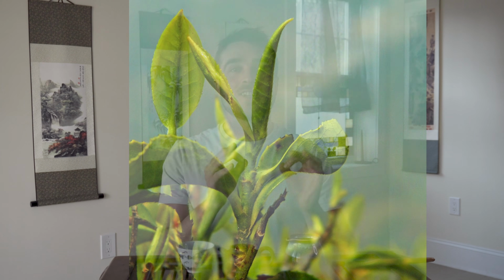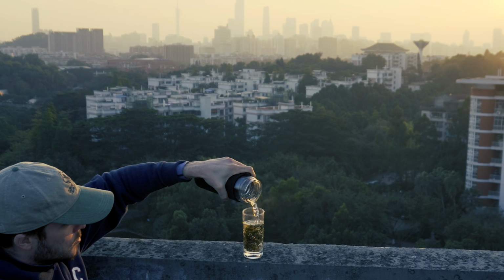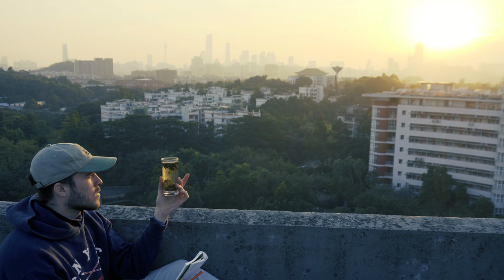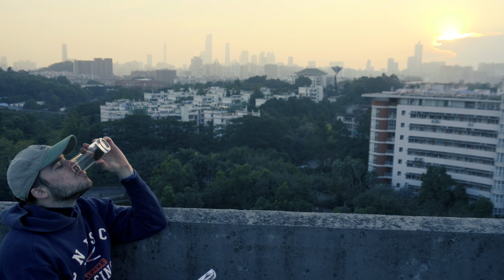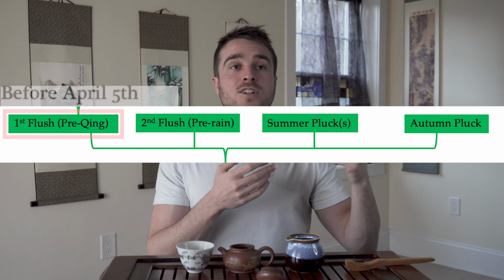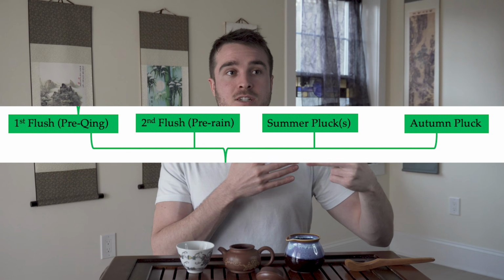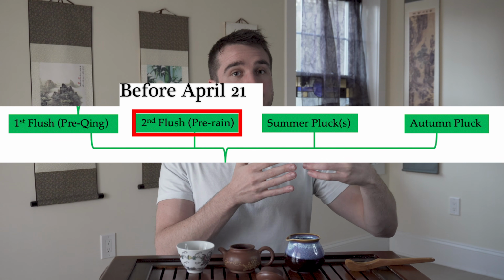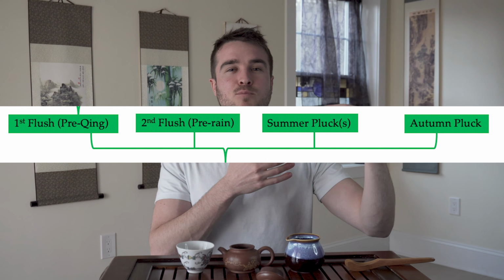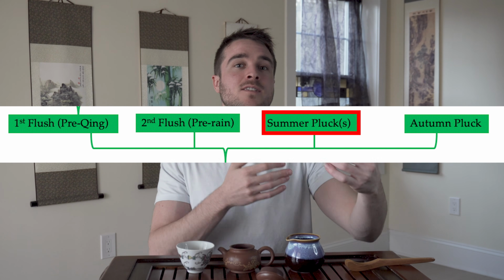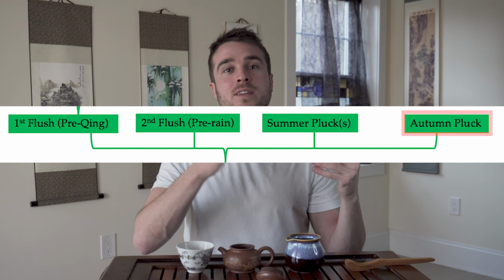So that is the first flush tea, and it's the most flavorful and the most coveted, highly priced, highly praised, delicious high-grade tea that you can get. First flush is usually before April 5th. That's called pre-Qing. Now, second flush is before about April 21st. That's called pre-rain. And then the third one might be a late spring, early summer harvest. Then you have a summer harvest. Then you have a fall harvest. The later you go in the year, the more the price drops and the more the general quality of that tea type drops.